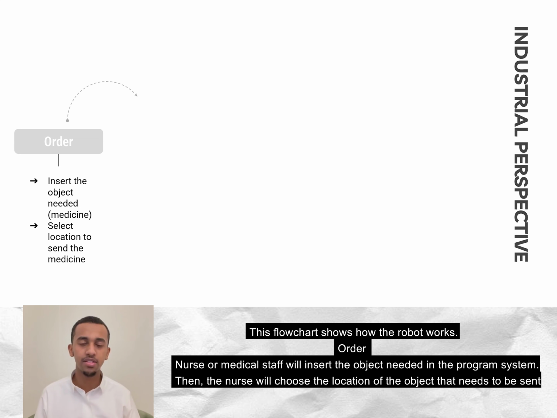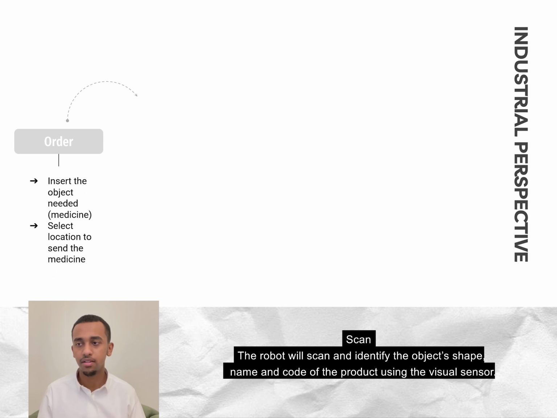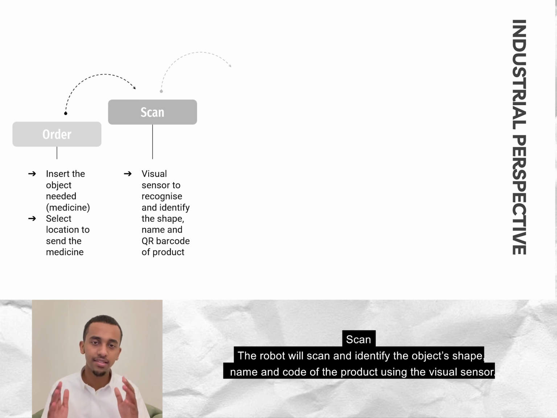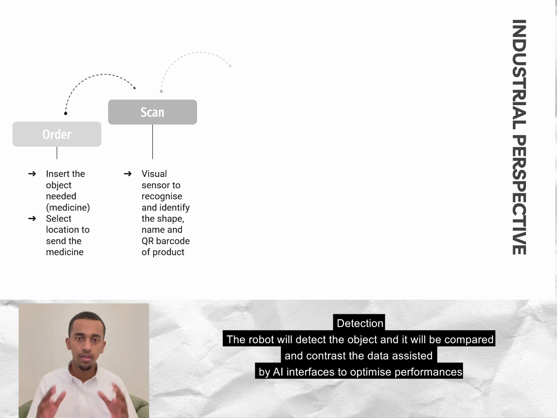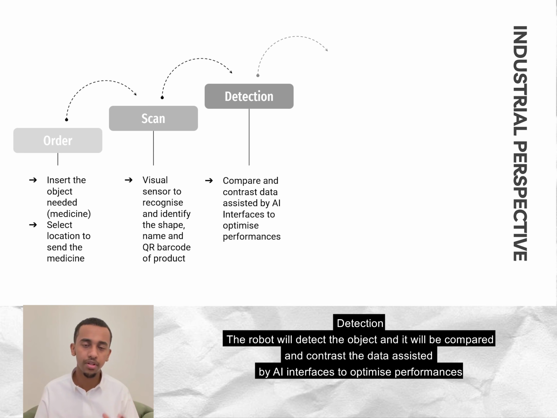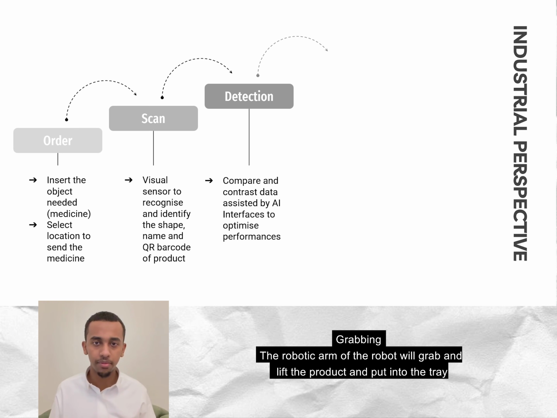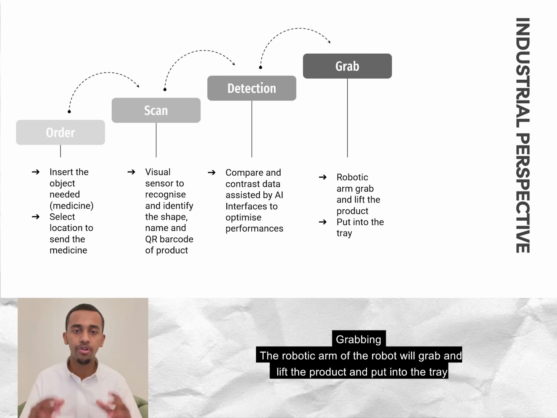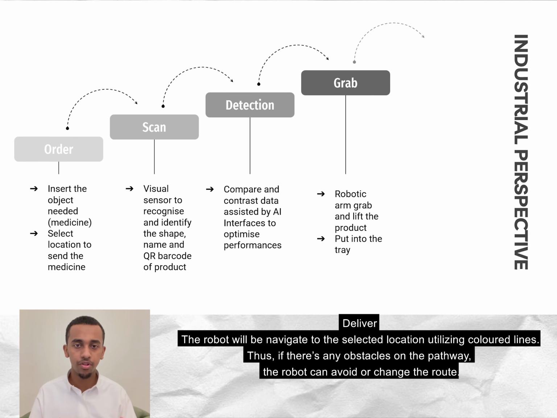Order. Nurse or medical staff will insert the object needed in the program system. Then, the nurse will send the location of the object that needs to be sent. Scan. The robot will scan and identify the object's shape, name, and code of the product using a visual sensor. Detection. The robot will detect the object and it will compare and contrast the data assisted by AI interfaces. To optimize performance, grabbing, the robotic arm will grab and lift the product and put it into the tray.